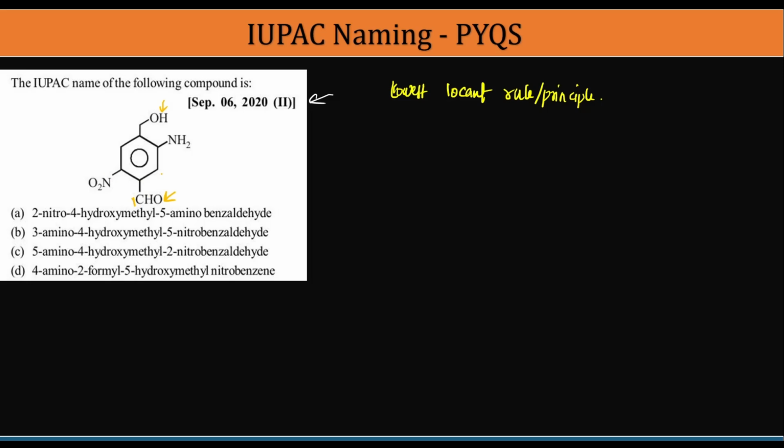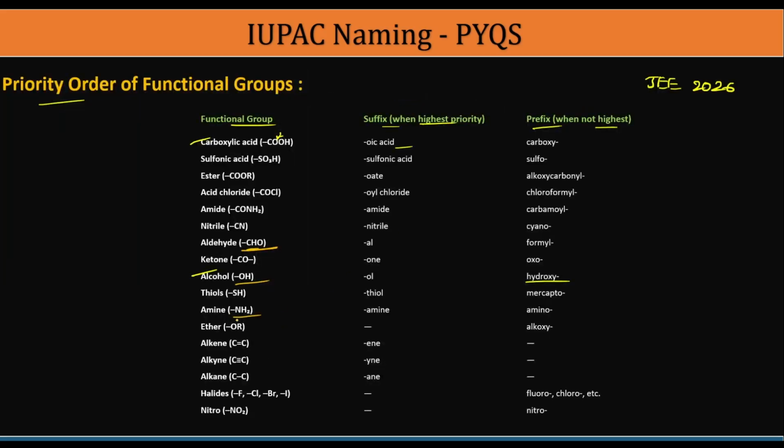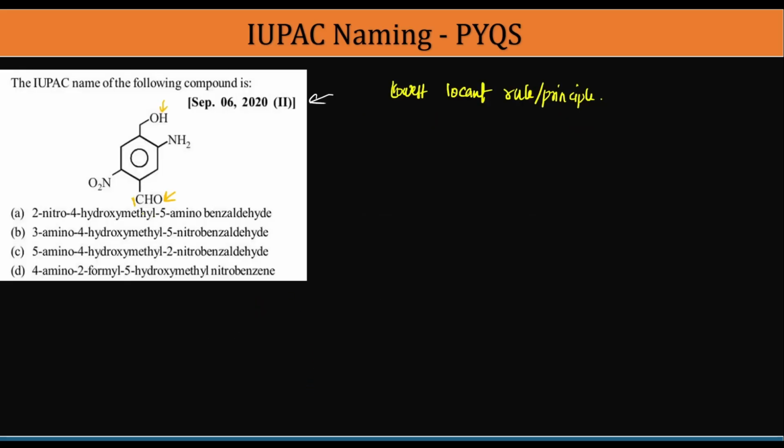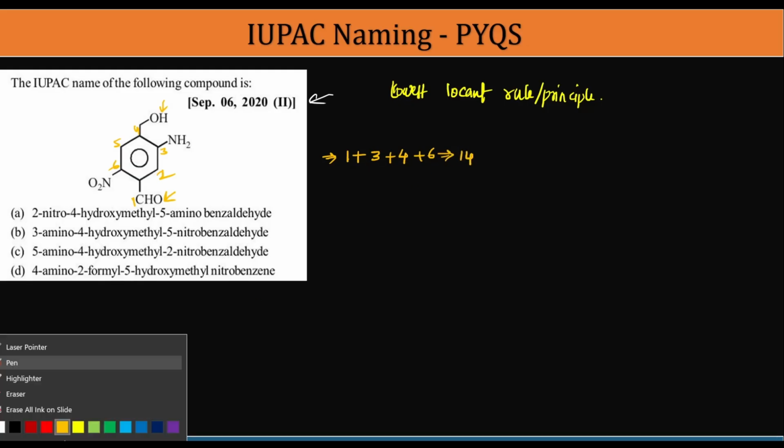So how do we give numbering? Priority goes to the higher group, and here amine gets higher priority than the nitro group. So if you number like that, 1, 2, 3, 4, 5, 6, this is how you get it, right? See the sum of the numbers on the locants: for CHO it is 1, for amine it is 3, and for the other it is 4. 4 plus 6 is 10, and 14, right? Let's have an example given in a different way.